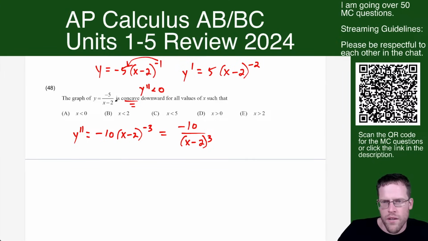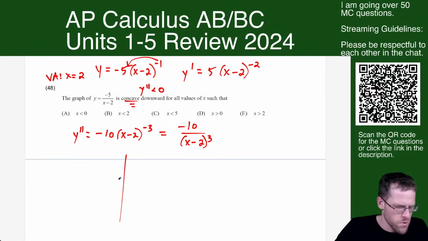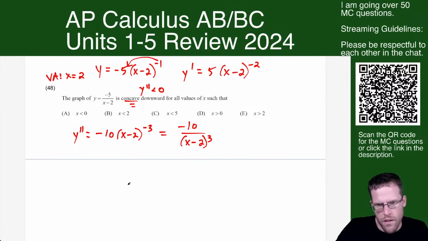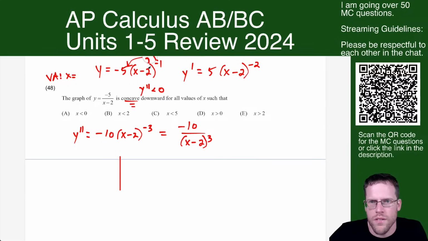So we have a vertical asymptote at x equals 2. That's where the denominator is 0, and x minus 2 doesn't cancel out. So it's not a removable discontinuity. It's an infinite one. I'm sorry about this, it's freaking out on me. x equals 2.